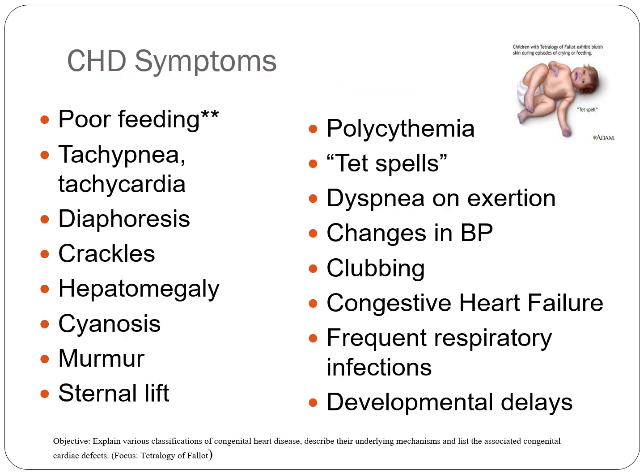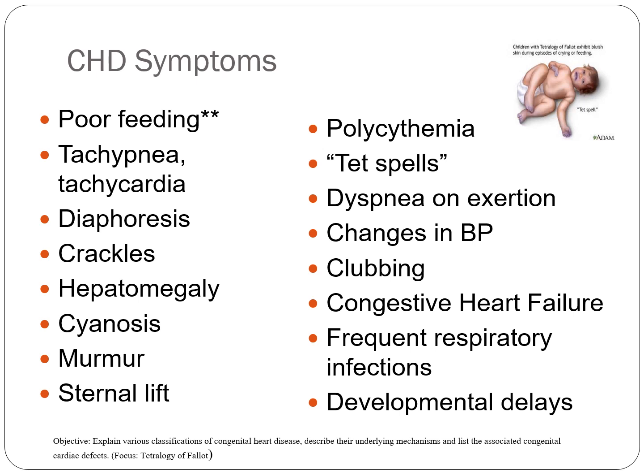Okay, so let's talk about TET spells a little bit and what it is. So a TET spell is a hypercyanotic event. The exact cause is unknown, but it's thought that a child has acute spasm of the right ventricular outflow tract as a result of agitation or another adverse event that dramatically decreases the pulmonary blood flow. So something upsets the child, it causes the right ventricular outflow tract to spasm, and then from there on, we see hypoxia and metabolic acidosis that develops.